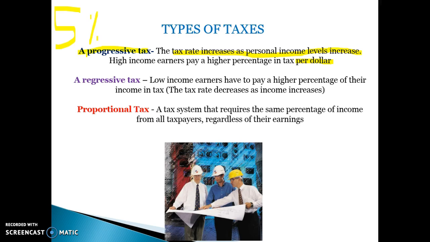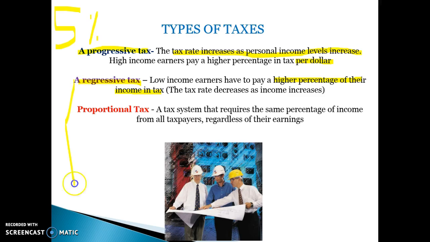So you pay 19 cents in Australia if you're a low income earner, and then you go to a 32.5 cent tax bracket, then up to 45 cents. So you've got to be really specific by saying that a progressive tax means that the rate of tax increases per dollar. A regressive tax doesn't mean that low income earners pay more tax. It just means that they pay a higher percentage of their income in tax. So the tax rate decreases as income increases.